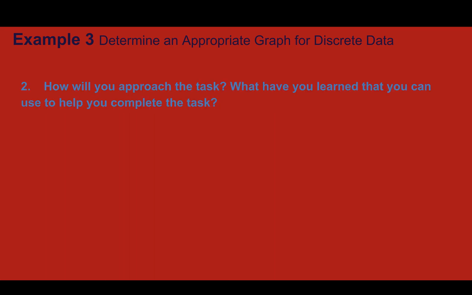So our second part, how are we going to approach the task? What have we learned so far that we can use to help complete the task? Again, pause the video, write down your thoughts, your strategies for completing this problem. Hopefully you wrote something down about putting numbers in order. We learned that already. Deciding if data is discrete or continuous. That was in our learn part. We learned the steps in our learn part.